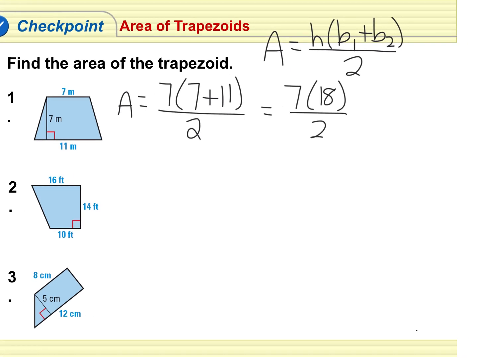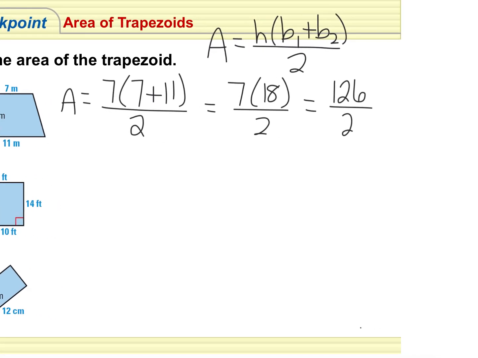What's next? Multiply, what is it? 7 times 18? Thank you. 126 divided by 2. Last step. It is 63. 63, and then what was I forgetting? Meters squared. Good. Don't forget that label.